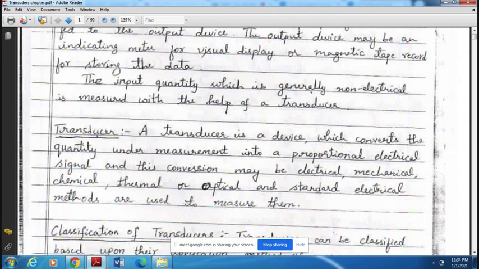Like if you take a photovoltaic cell, what happens? You need not connect it to a supply or anything. Directly when the light falls on the cells, they get activated and start producing energy, right?